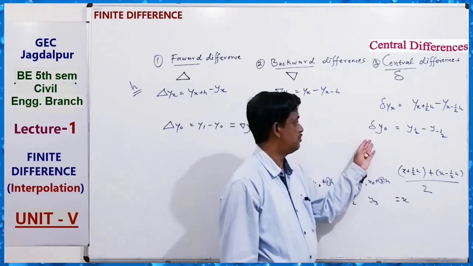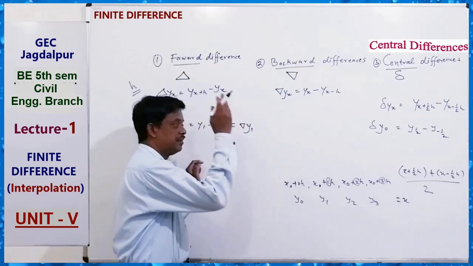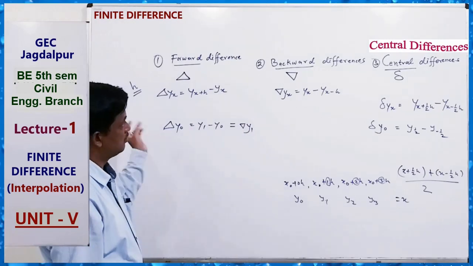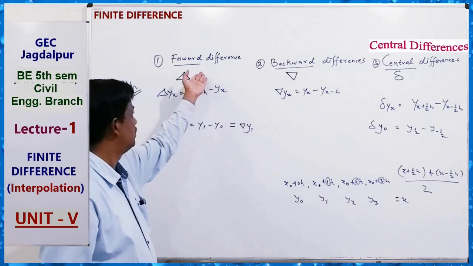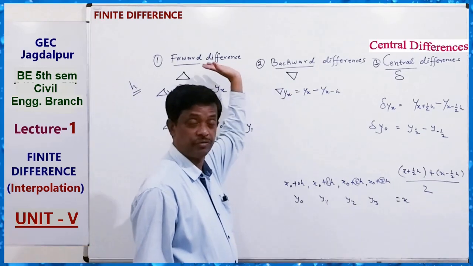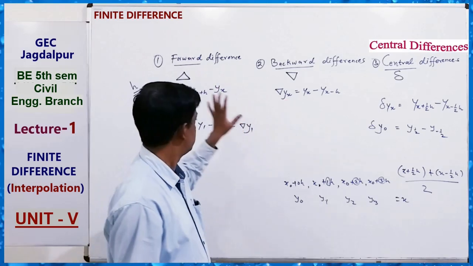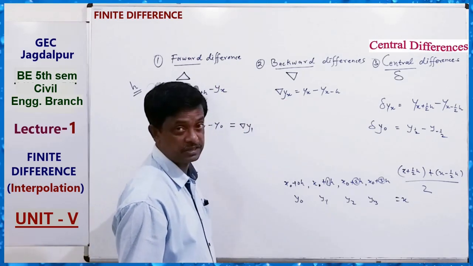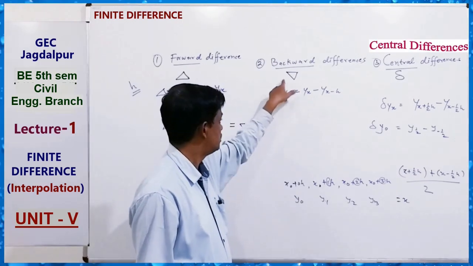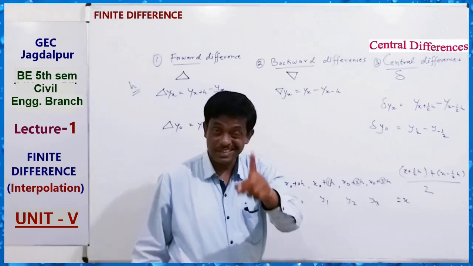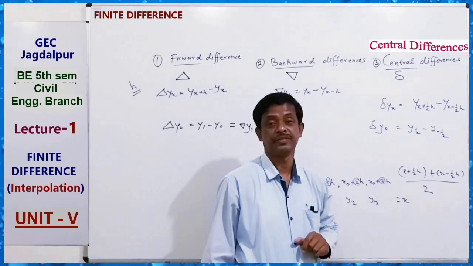This difference can also be found from the table. The three differences are very important. One formula, Newton's forward difference formula for interpolation, is related to the forward difference. Newton's backward interpolation formula is related to the backward difference. Stirling's and Bessel's formulas are based on the central differences.